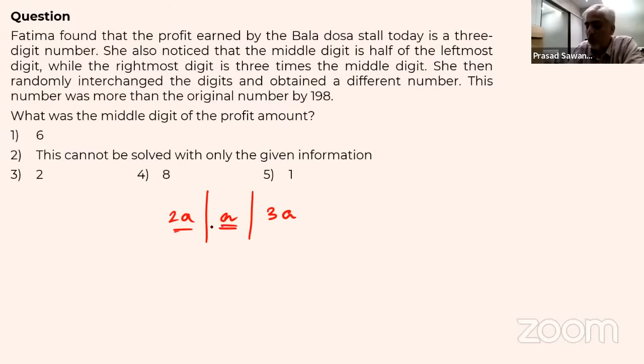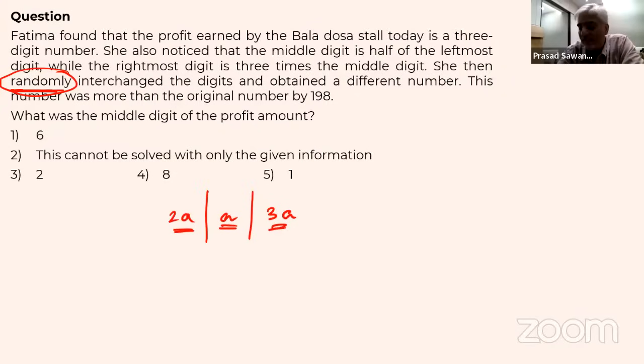Over here A, here 2A, and here 3A. Right? She also noticed, she then randomly interchanged. Now, this is the word which made the whole difference in the question. This is what made the question slightly difficult. She randomly interchanged the digits and obtained a different number. This number was more than the original number by 198.